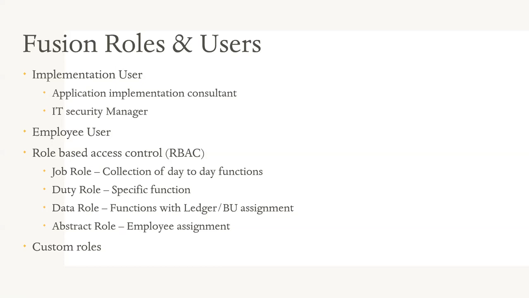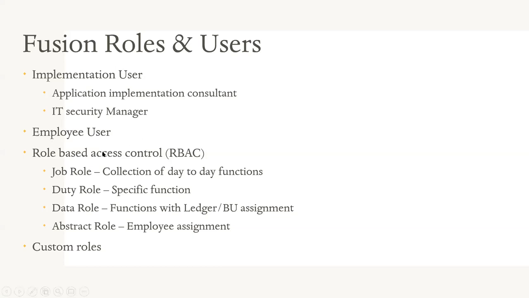And then we have employee user. The employee user is the one who will be assigned the business unit or the ledger he is working on, maybe the GL part or the AP part. Accordingly, he will be assigned the particular roles and the access to the business units. Okay. And then we have the role-based access control.